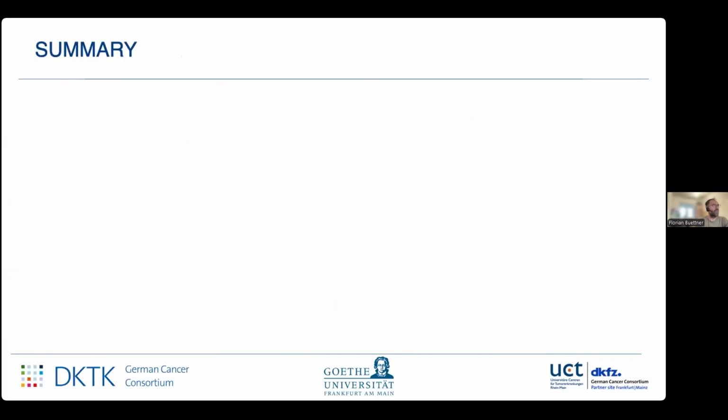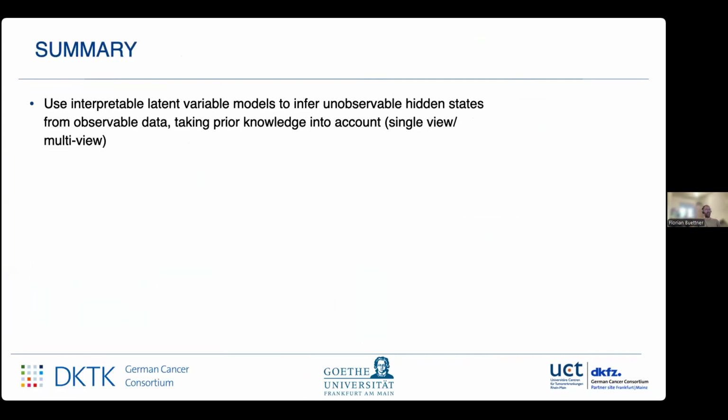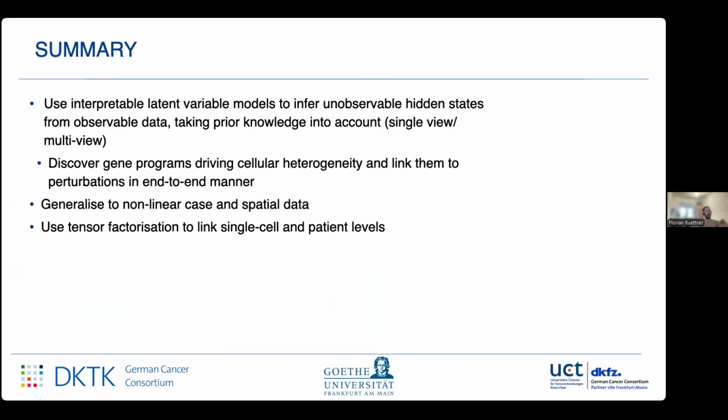Okay, I'm going to skip that and summarize by saying that I've tried to show you how we can use interpretable latent variable models to infer unobservable hidden states from observable data by taking prior knowledge into account, and how we do that for the multi-view case, and then how we can discover gene programs that drive cellular heterogeneity and link them to perturbations. I've briefly talked about how to generalize it to the nonlinear case and for spatial data, and how to use tensor factorization to link single cell and patient level data.